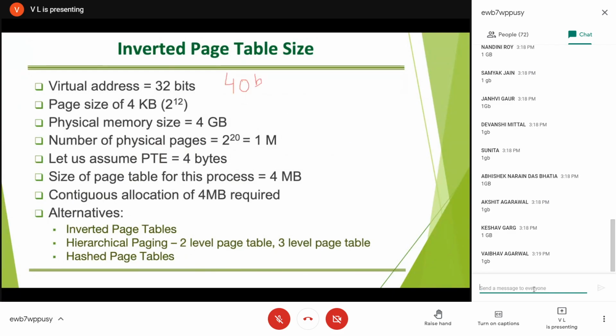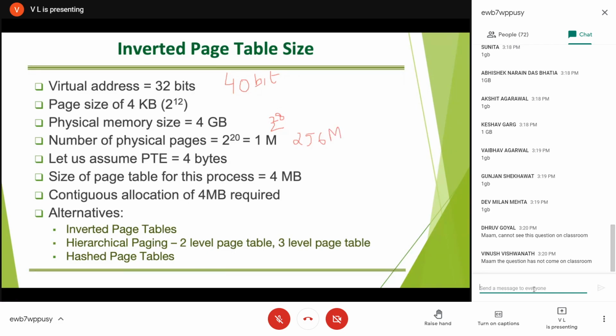So as far as this question is concerned, we have increased it by 8 bits. So instead of that, now here the number of physical pages will be 2 raised to power 28. So when you multiply it by 2 raised to power 8, then it will be 256 megabyte. And when we multiply it by 4, it is 256 into 4, that is 1024, so it will become 1 gigabyte. So that is the correct answer.